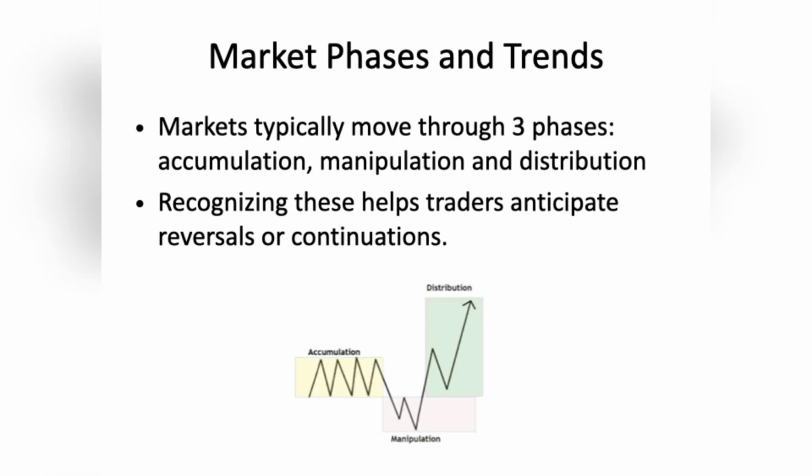Markets tend to move in cycles. There are three typical phases: accumulation, manipulation, and distribution. During accumulation, smart money is selling quietly. Then the market moves into a downtrend as we enter manipulation. Distribution happens near the bottom when professionals start buying. Finally, the market shoots up in an uptrend. Recognizing these phases helps traders time entries and exits more effectively.